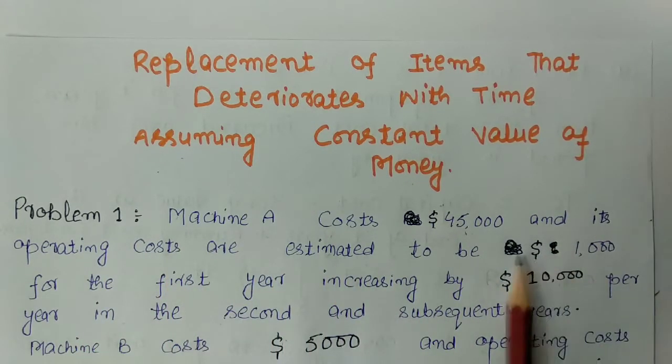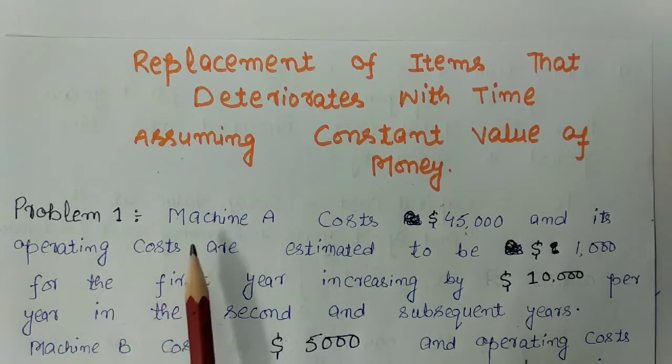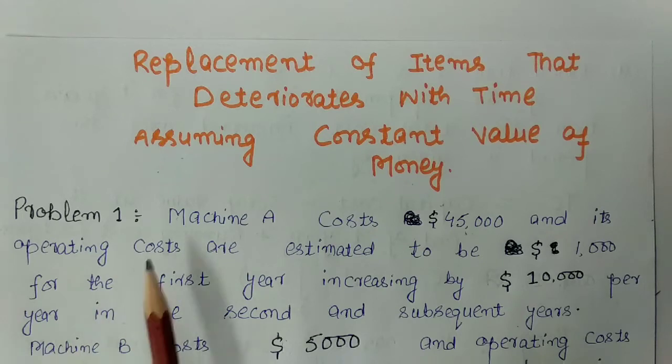Now operating costs are included in running cost. So we can simply say that the running cost is $1,000 for the first year, increasing by $10,000 per year in the second and subsequent years. Now in this policy we have to find out the replacement policy, and for the replacement policy there is a requirement of average cost per year. So we will find out the average cost per year for machine A.